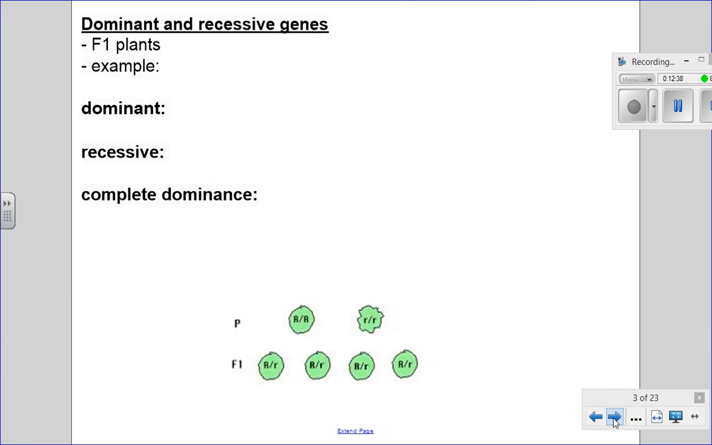So what did Mendel discover? He discovered something pretty important about dominant and recessive genes. The F1 plants, all of them, showed only one of the parental traits. So we're saying that if he crossed a purple flower and a white flower, all of the flowers were the same color. And he noticed that for all of the 7 traits that he had chosen.